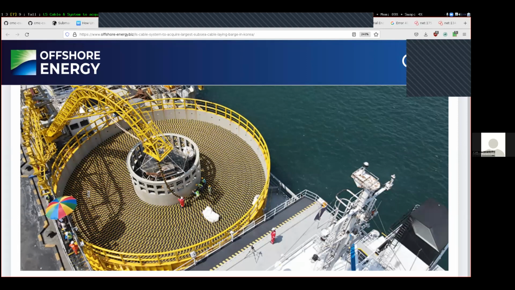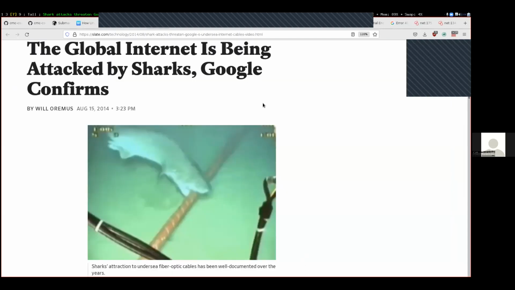Do they ever snap? Turns out that sharks like to chew on cables. So Thailand is not an island, but all of their connections to the internet go through undersea cables because it's surrounded by jungle, and it's a lot easier to lay cables under the sea than it is in the jungle. And it turns out a shark ate one of their cables a couple of years ago, and Thailand got disconnected from the internet for a couple of weeks because of that.